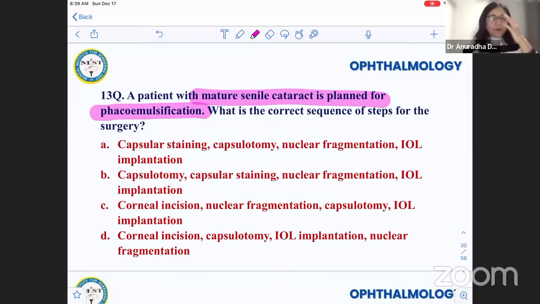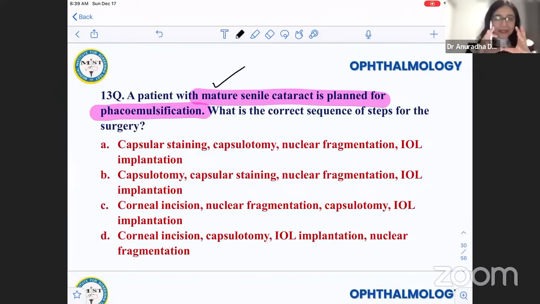So what we do in phacoemulsification, that is the cataract surgery, you will make an incision. That is a type of extracapsular technique. So you have to identify the capsule. Now, in mature senile cataract, because the whole lens is white, you have to do staining of the capsule so that you can identify it. So you will do capsular staining. Then you will do capsulotomy. Then you will break the lens into small pieces and then you will implant the lens.